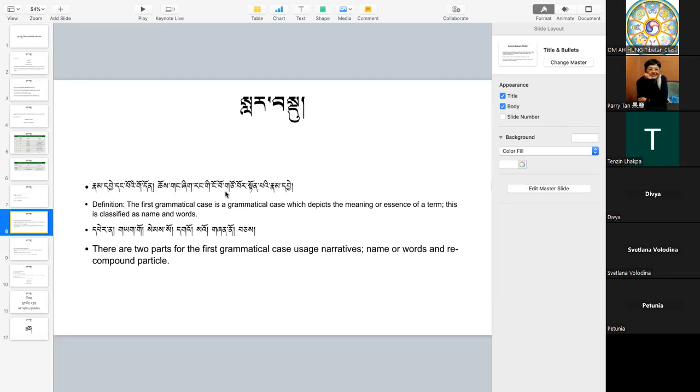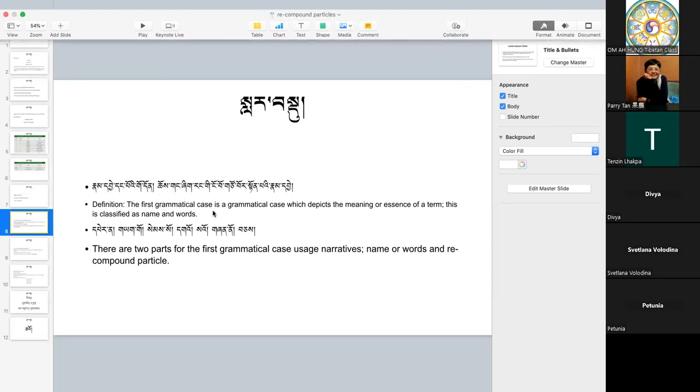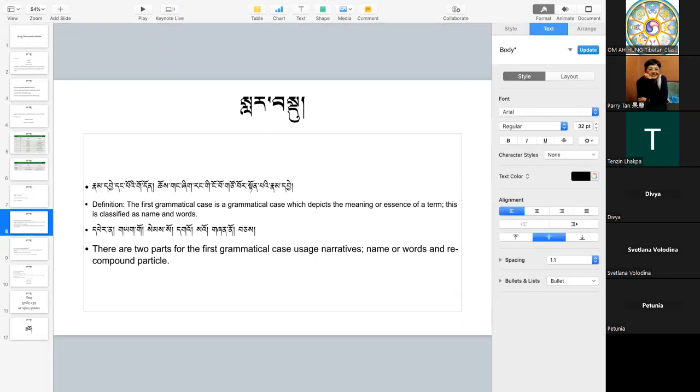How does it show? The question is, how does it show the essence, the meaning, or the nature of phenomena? By depicting it through name and words. Instead of the small n, which always tends to confuse us, let's just call it naming word. The reason why I didn't do that in the beginning is because I thought there would be confusion with the word. Some may think, oh, this is a naming word, so it should be a word.